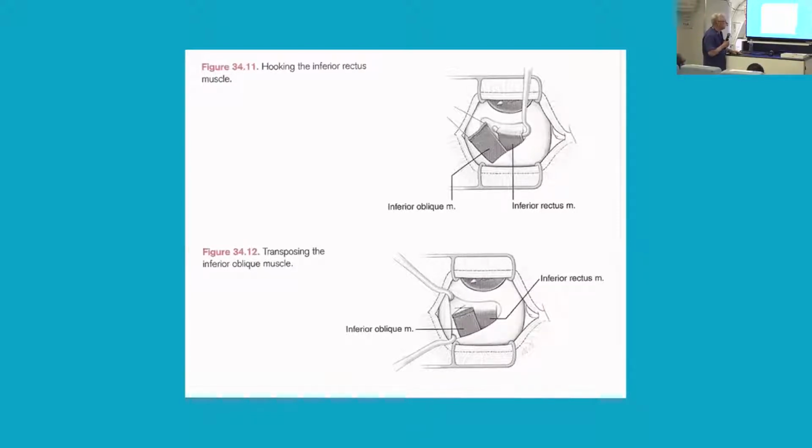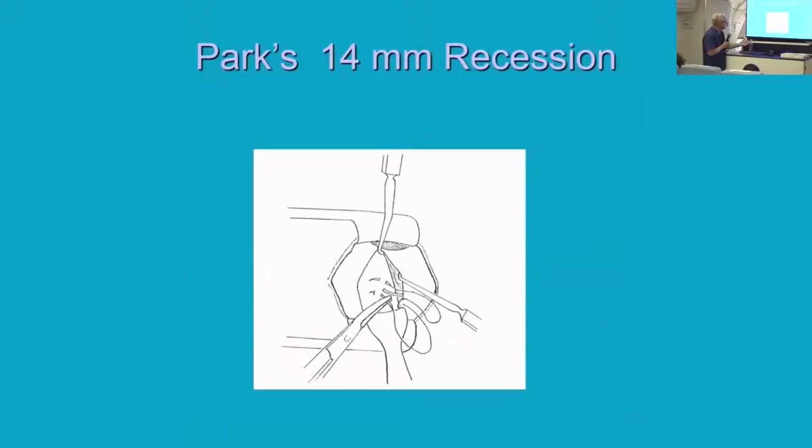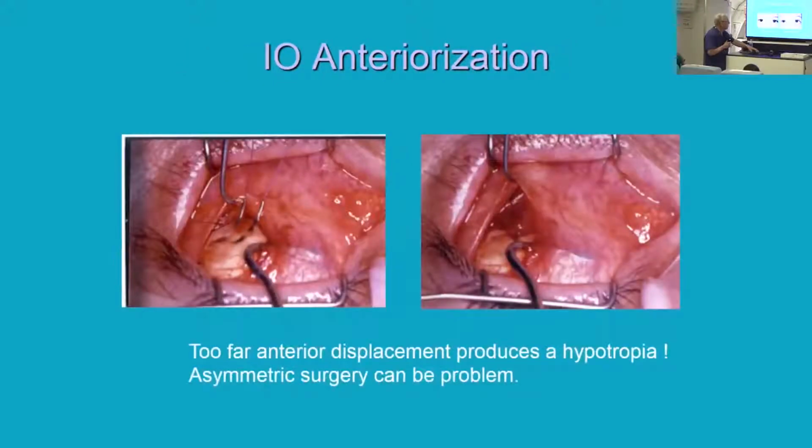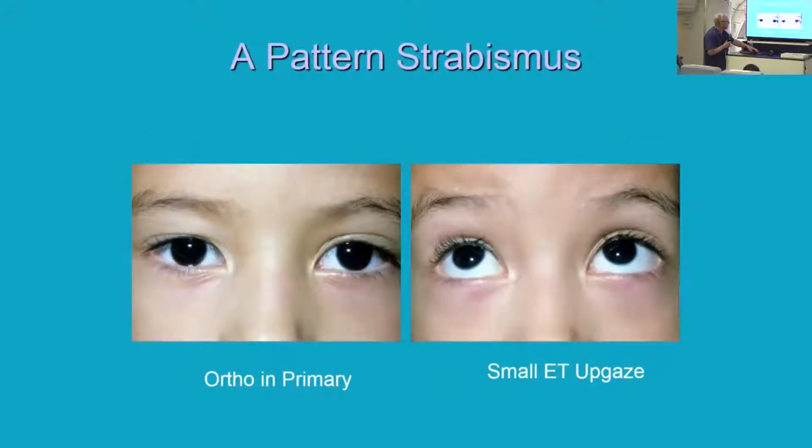In this case, we did an anterior transposition of the inferior oblique and attached it just lateral to the insertion of the inferior rectus muscle. Now, I talked about the 14 millimeter recession, which means putting it straddling the vortex vein. Not the greatest picture I have of it, but it can work. And the anteriorization there.